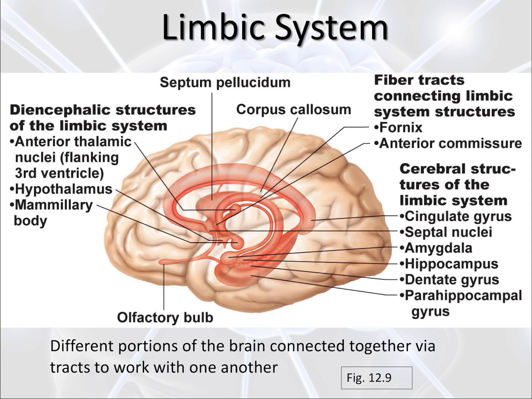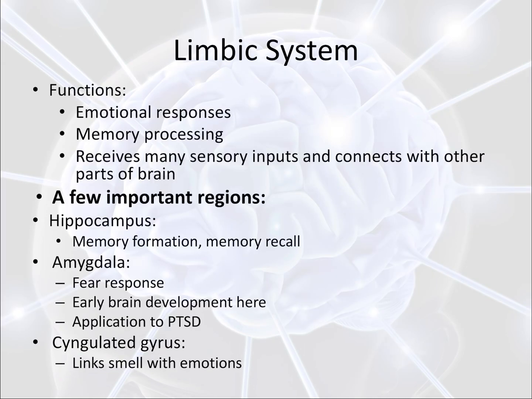And then we have another very important region known as the limbic region, and this is just an interior part of the brain. And there's a lot of information here. You don't need to know all of these different names and structures. The important part about knowing about the limbic system is that it's just different portions of the brain all connected together via these tracts, so they can all work together. Okay, and so the limbic system. Here's the important things you need to know. The functions of it are important for emotional responses, very important for memory, gets lots of sensory input, and then connects those with other parts of the brain.